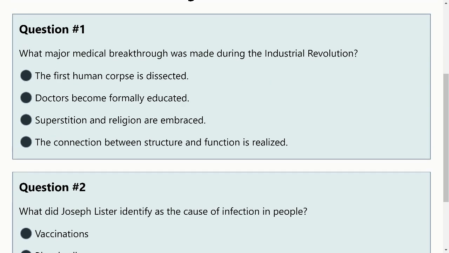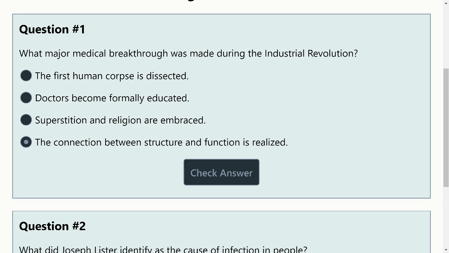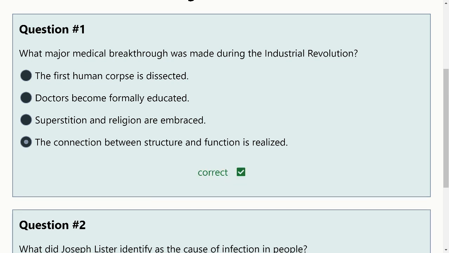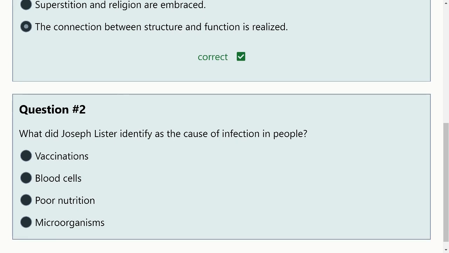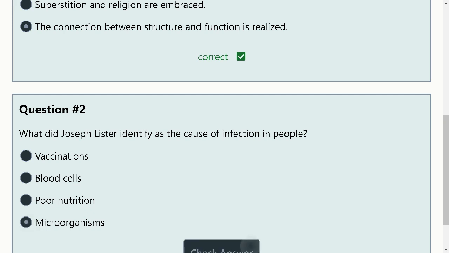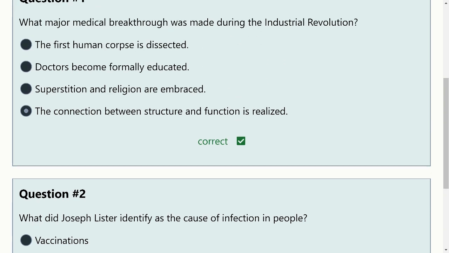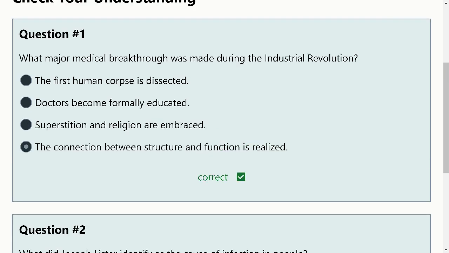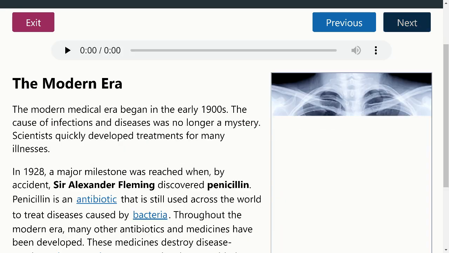All right, what major medical breakthrough was made during the Industrial Revolution? The connection between structure and function is realized. So that came about in the Industrial Revolution. What did Joseph Lister identify as the cause of infection in people? Microorganisms. So little things like pathogens are what cause it. That's what he came up with. That's what we think today. Well, most people think.